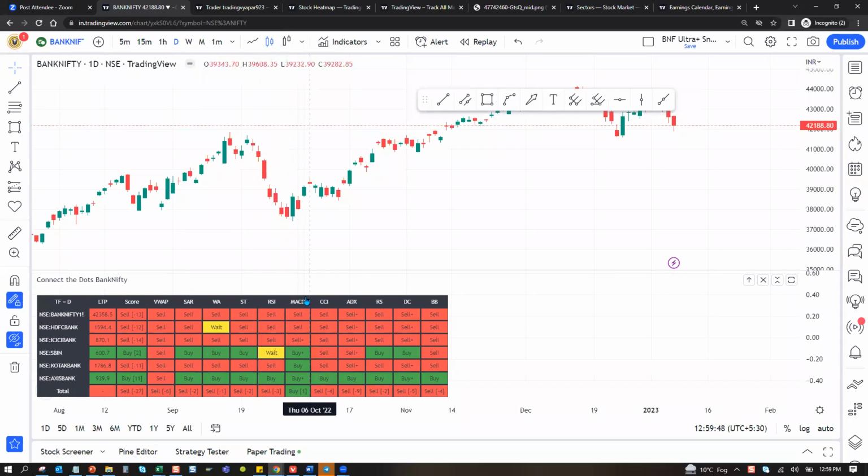This is RSI. This is MACD. This is Commodity Channel Index, CCI, ADX, Relative Strength, Donchian Channels, Bollinger Band. Now, ये सारे इंडिकेटर क्यों डाले हैं? Let me go to my slide then, and then I'll come back to how scoring is done in this one.